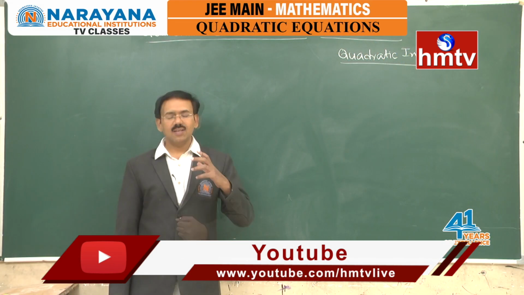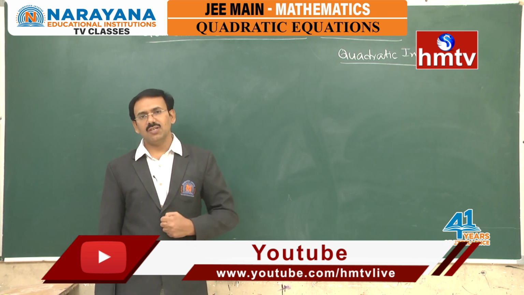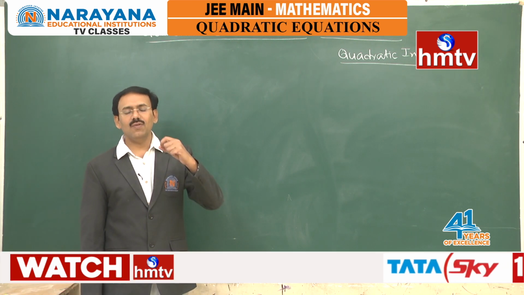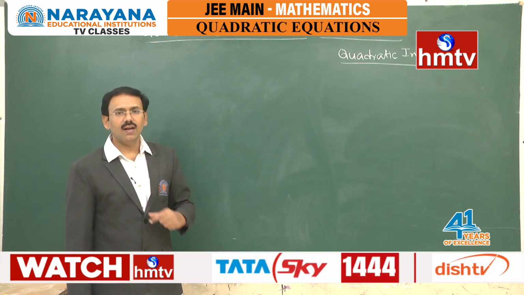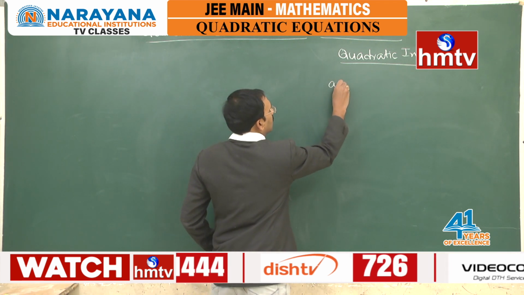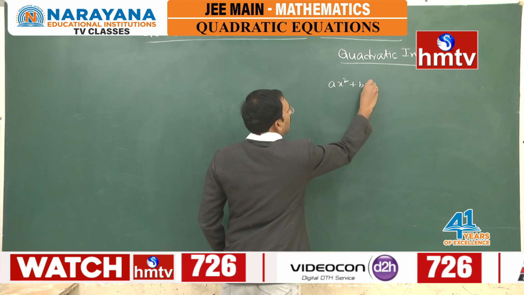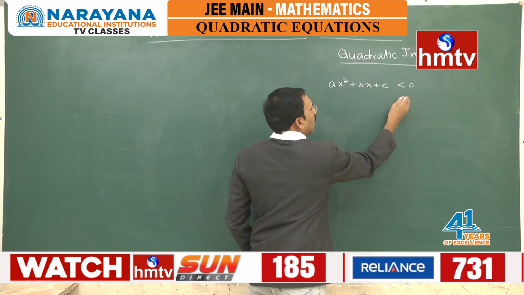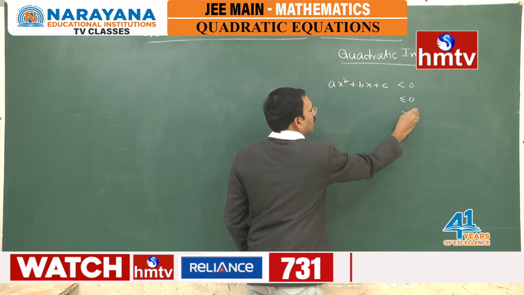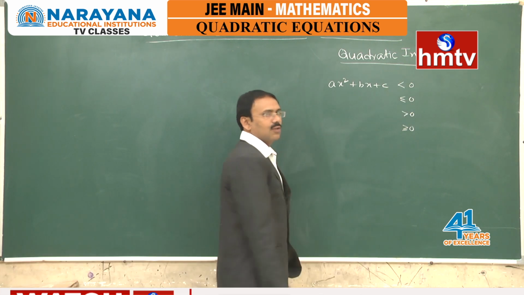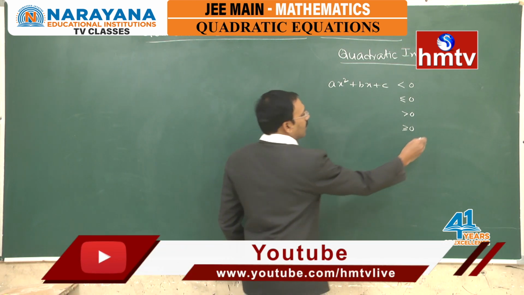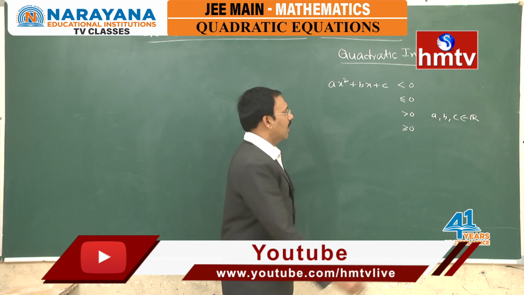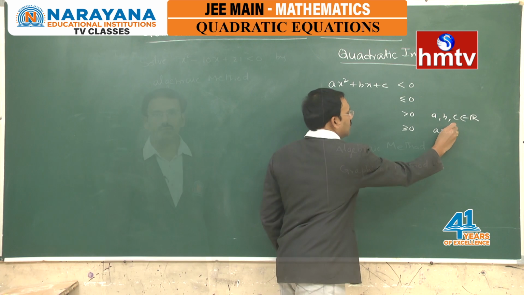Dear students, in the topic quadratic equations and expressions, now let us see quadratic inequation related. You know well, the general form of a quadratic inequation will be ax² + bx + c either less than 0 or less than or equal to 0 or greater than 0 or greater than or equal to 0, where a, b, c are real numbers and a not equal to 0.